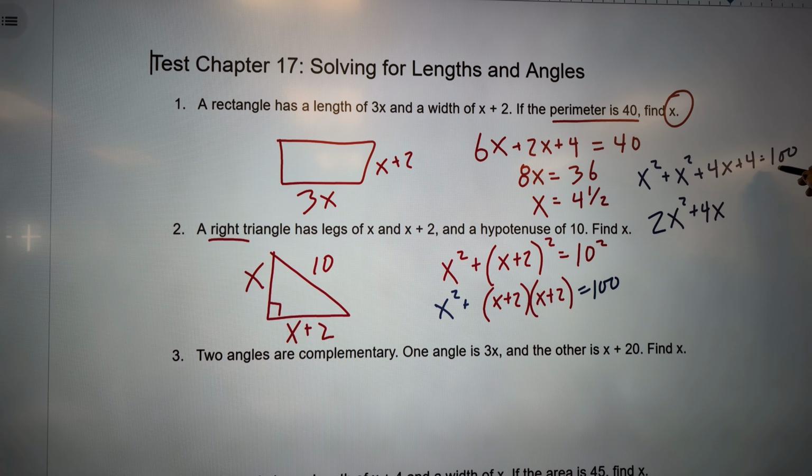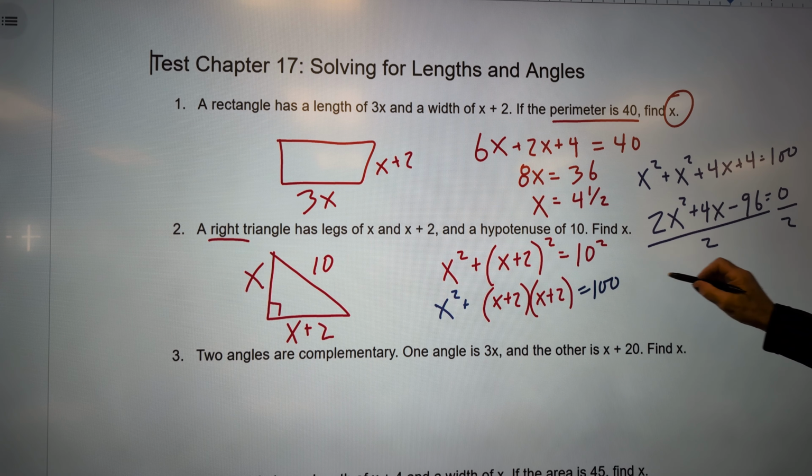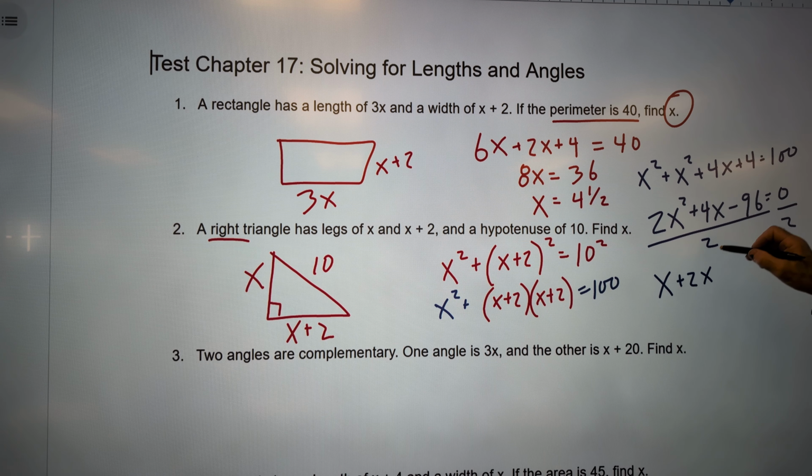Subtract 100 from both sides. Negative 96 equals 0. Divide both sides by 2. Those will cancel, give me x squared plus 2x. Half of 96 is 48, so minus 48. 0 divided by 2 is 0. And this is x squared.